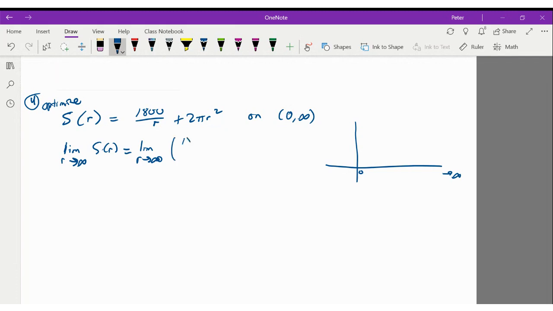So, 1800 over r plus 2 pi r squared. As r approaches infinity, we're taking a constant and putting it over r, so that's approaching 0. This term is just going to get bigger and bigger to infinity, so this limit is equal to positive infinity.